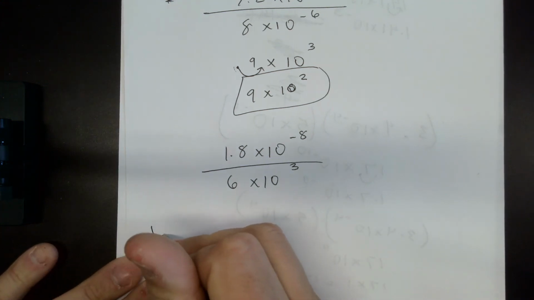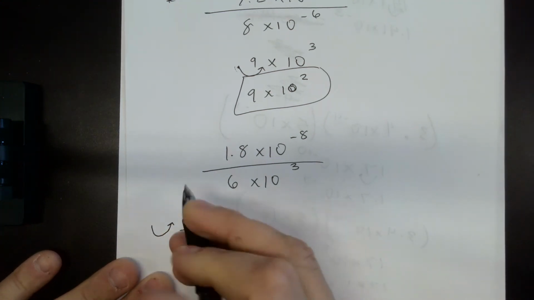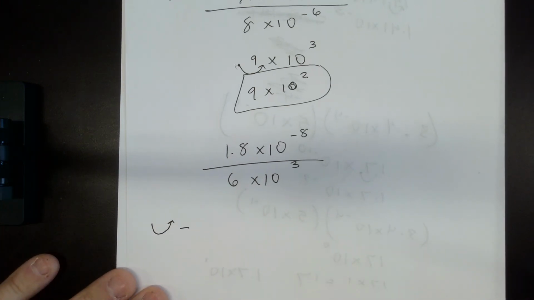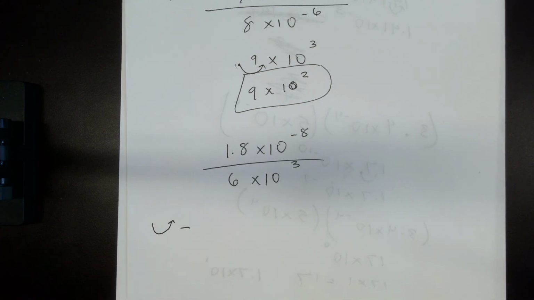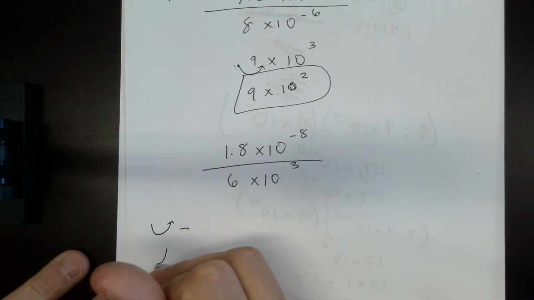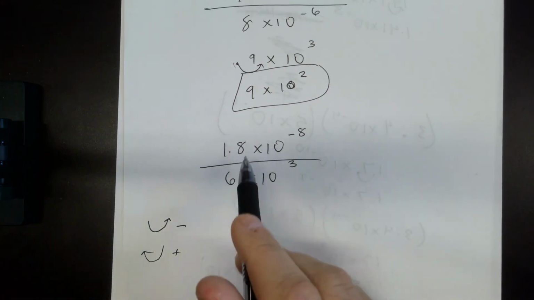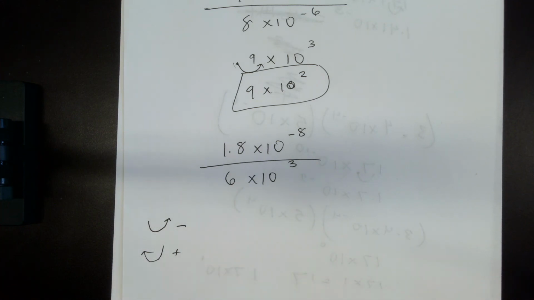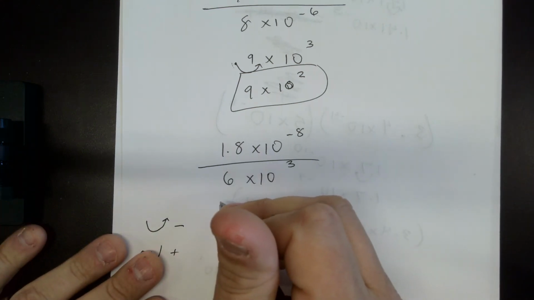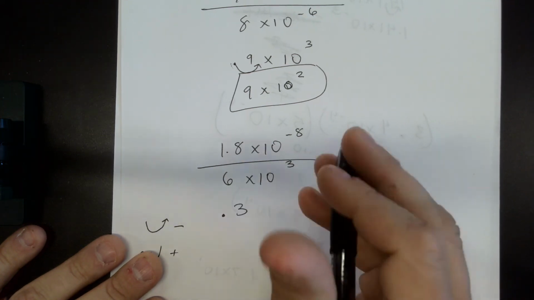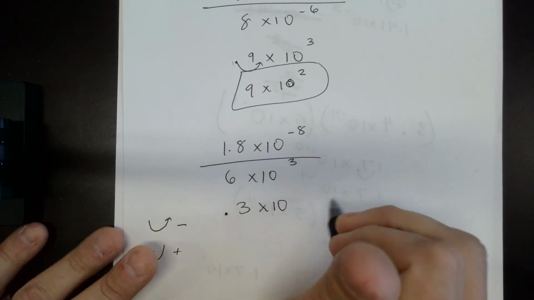You move the decimal to the right, you subtract an exponent. You move it to the left, you add an exponent. Okay, Carter, what's 1.8 divided by 6? Oh, point three. 0.3? Yeah, it is. I think that's what I got. Did everyone else get 0.3? Okay, Carter, times 10 to the what?